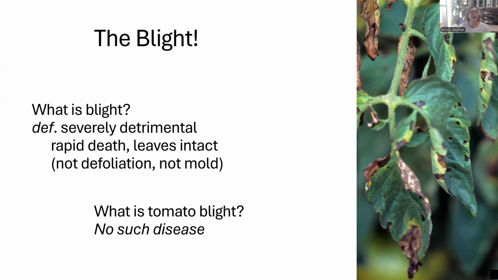Then what is tomato blight? There's no such disease, and that's what we're going to talk about today. So blight is a symptom. The word blight is in the name of some diseases, but blight is not the name of a specific disease on tomato or otherwise.